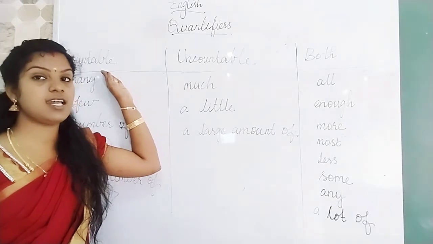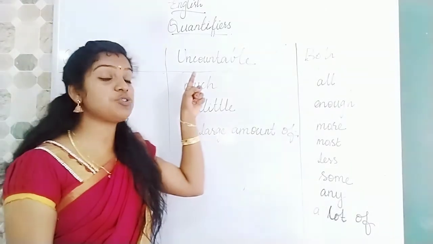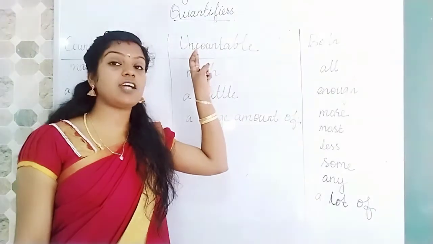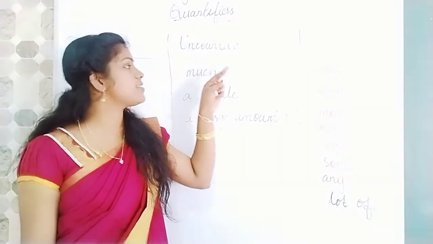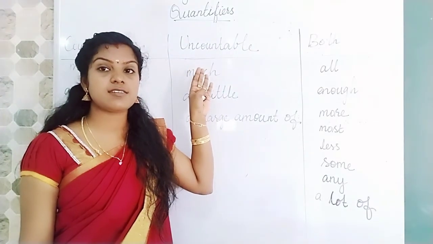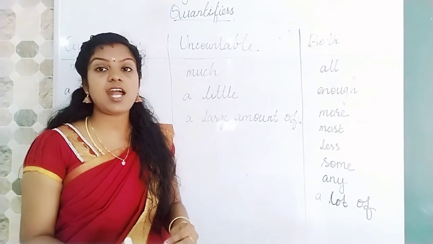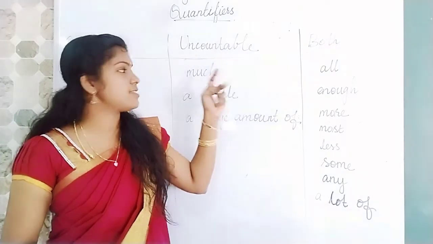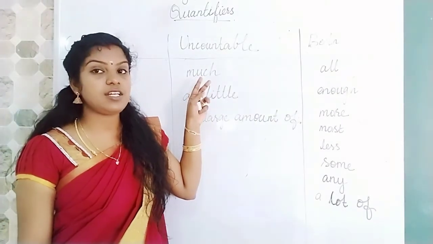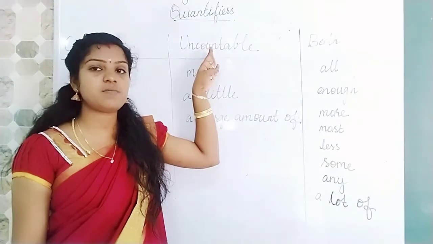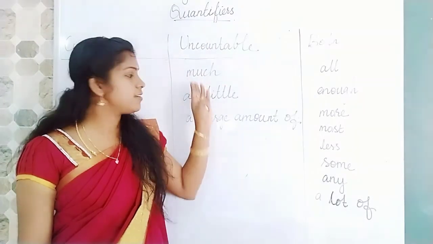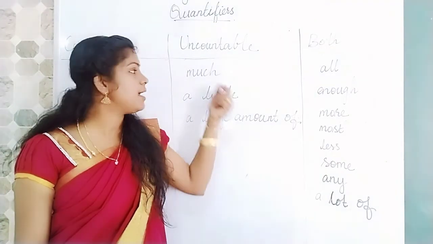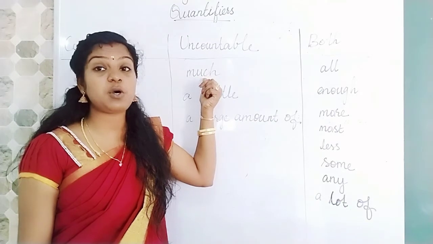Have you got it? Okay, then let's move on to uncountable nouns. You know very well about uncountable nouns, am I right? What are uncountable nouns? Nouns which cannot be counted are called uncountable nouns. What are the quantifiers we have to use for uncountable nouns? Much, a little, a large amount of. Thank you so much.